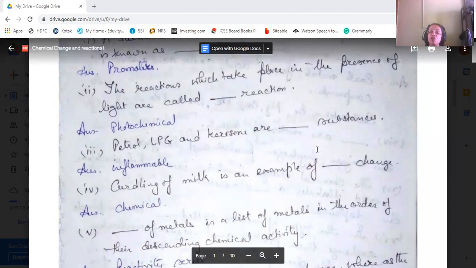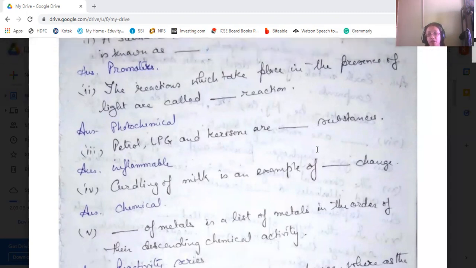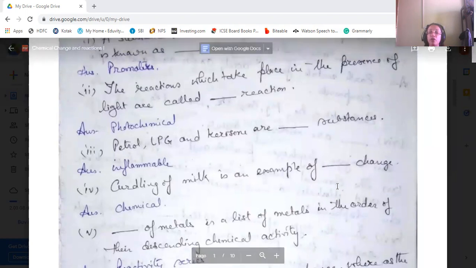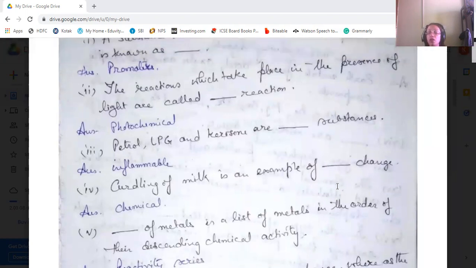Then petrol, LPG and kerosene are inflammable substances. That is, these substances can catch fire very easily. Okay. Then curdling of milk is an example of a chemical change, because a totally new substance is formed when milk is curdled. Okay, milk is changed into curd. What happens? A new substance is formed, because that substance will not, if the circumstances are changed, if the conditions are changed, it will not get back to the liquid milk.